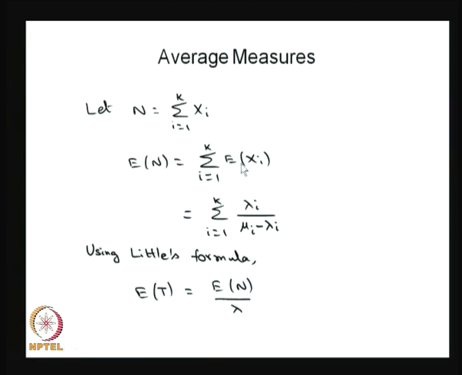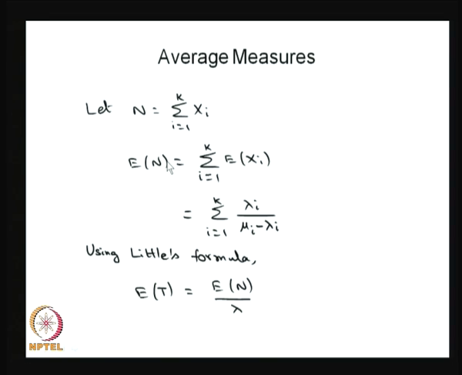Since each node is going to behave like an M/M/1 queuing system, you can use the result for the average number of customers in an M/M/1 queuing system, that is lambda_i divided by (mu_i minus lambda_i), whereas here all the lambda_i's are lambda because it is a tandem queue. And if you sum it up, that is going to be the total number of customers in the system.